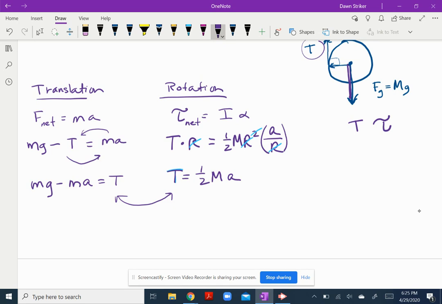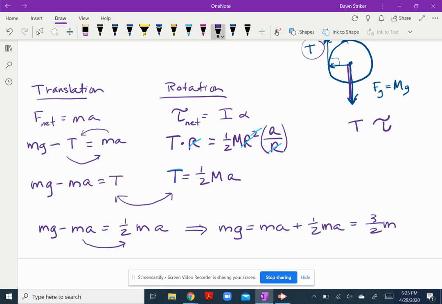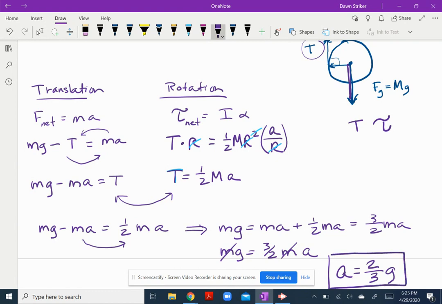All right, so put these together. mg minus ma equals 1/2 ma. Bring the a's to the same side. So mg is going to equal ma plus 1/2 ma, which is 3/2 ma. mg is equal to 3/2 ma. Lo and behold, you can get rid of m's. And if you divide each side by 3/2, last but not least, you get the acceleration as 2/3 g, and that makes sense. It certainly is less than g, okay?